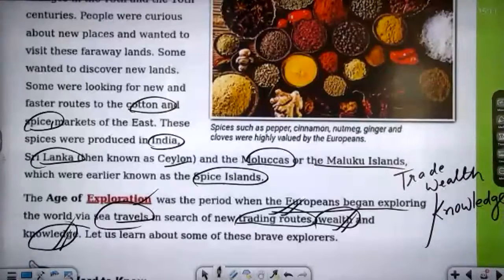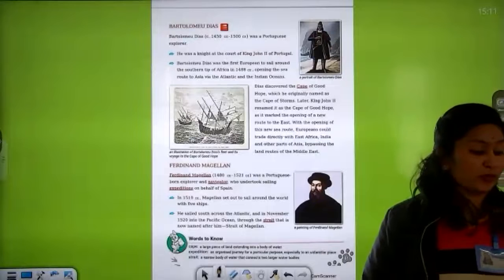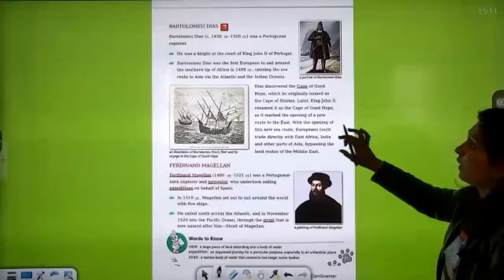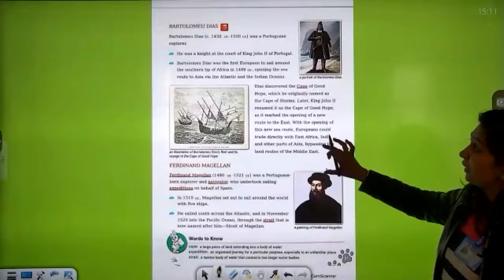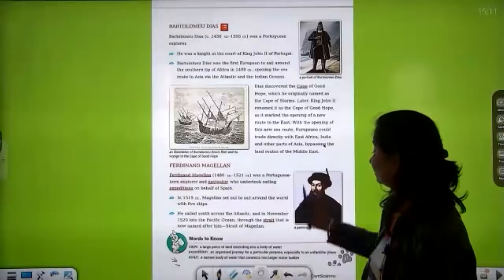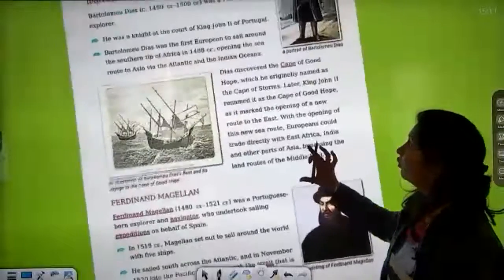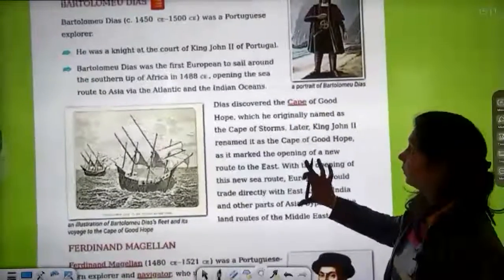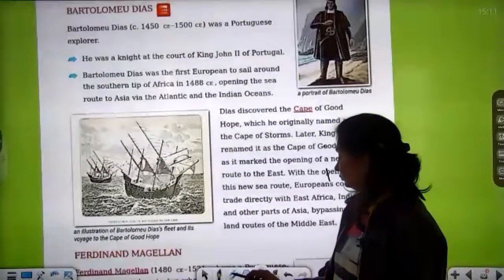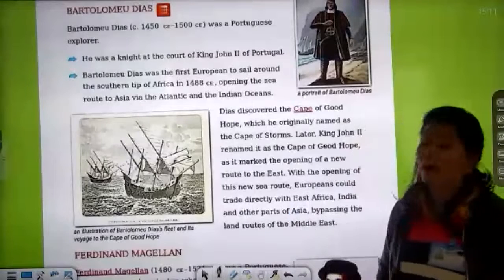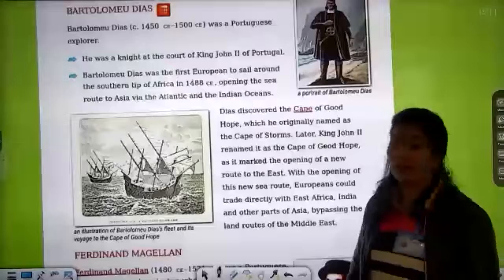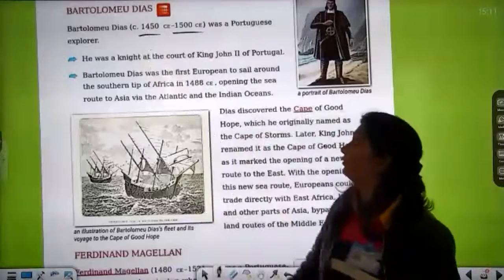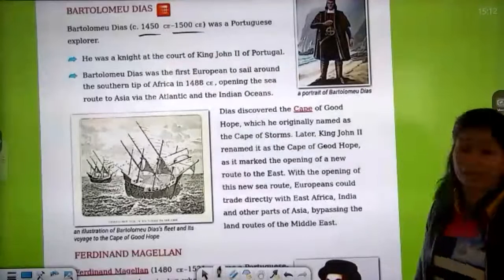Let us learn about some of these brave explorers. Who were these explorers? First one was Bartholomew Dias. Bartholomew Dias was a Portuguese explorer, born in 1450, died in 1500. And he was a knight at the court of King John II of Portugal.